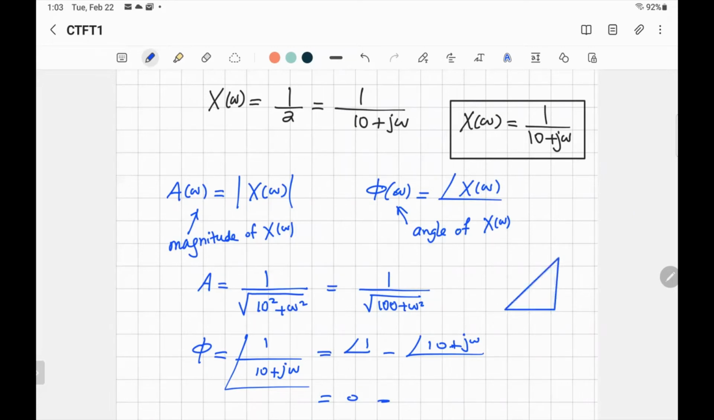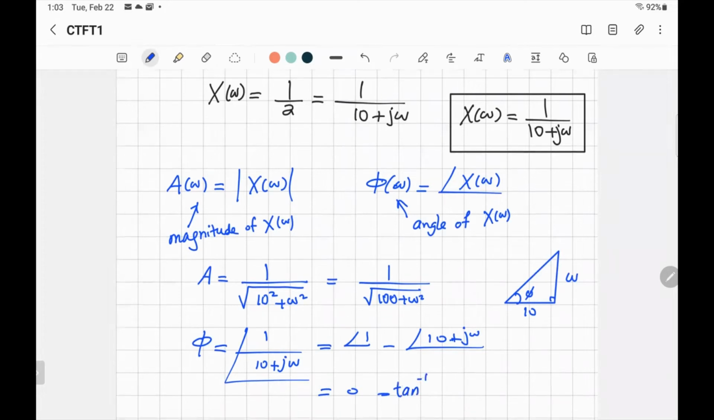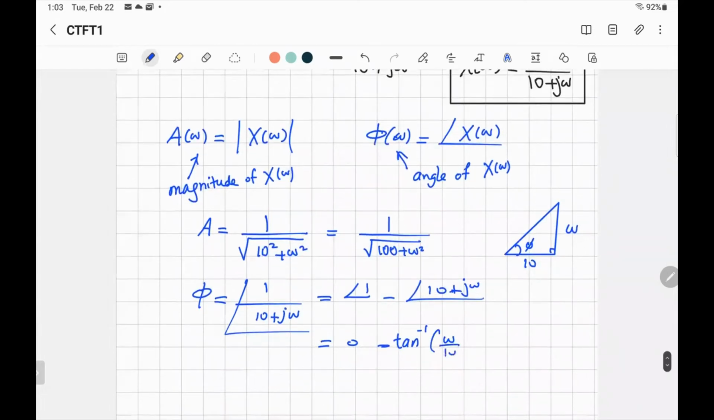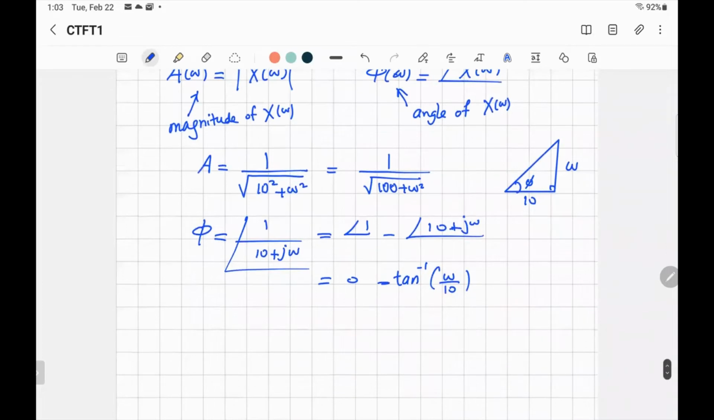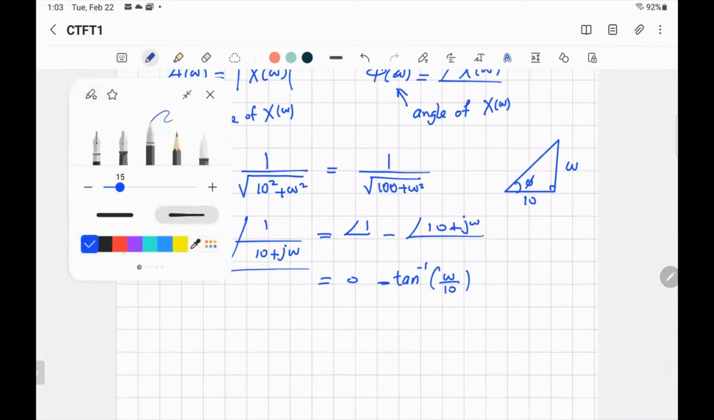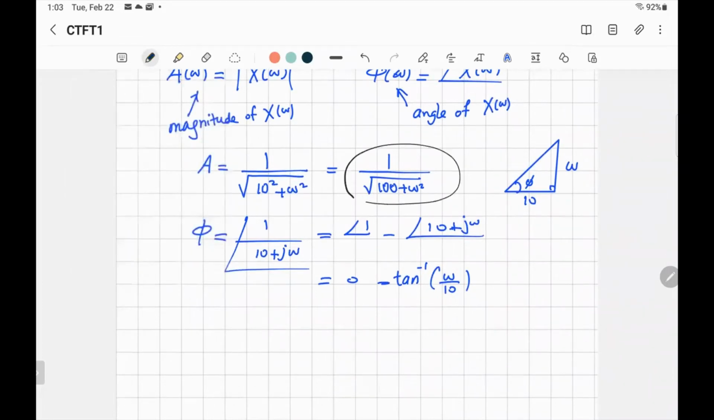You have here the real part is 10 and the imaginary part is omega. So that's the angle phi. It's arctan of the imaginary over the real part, arctan of omega over 10. So that's the expression for the magnitude, and that's the expression for the phase: phi is equal to minus arctan of omega over 10.